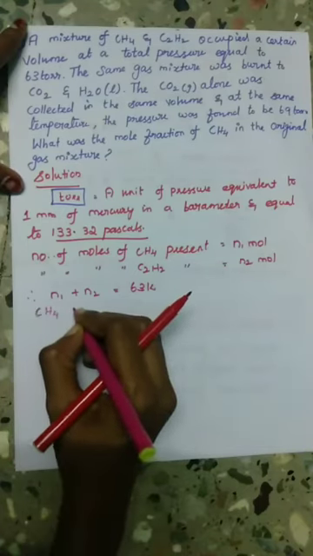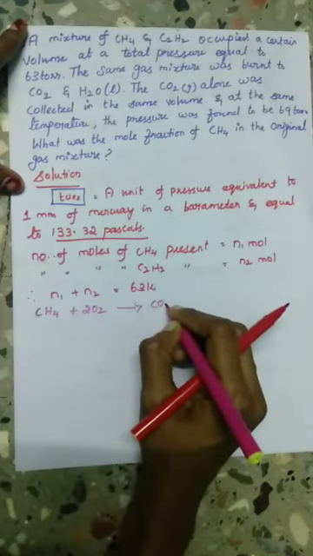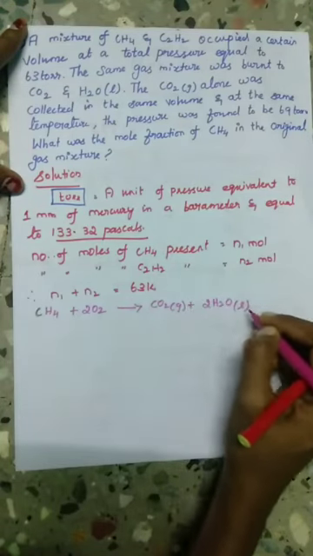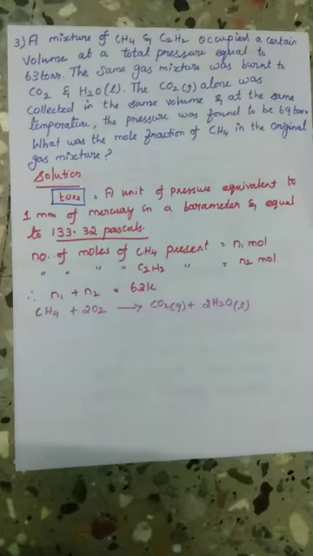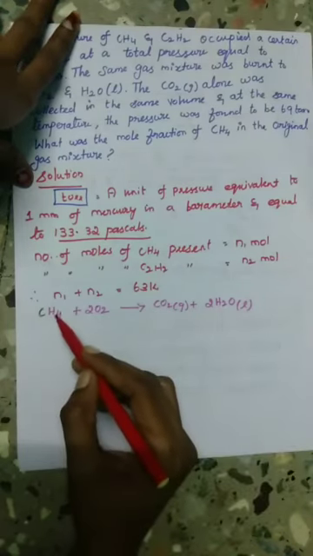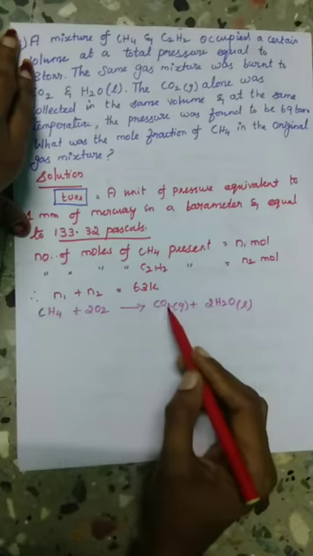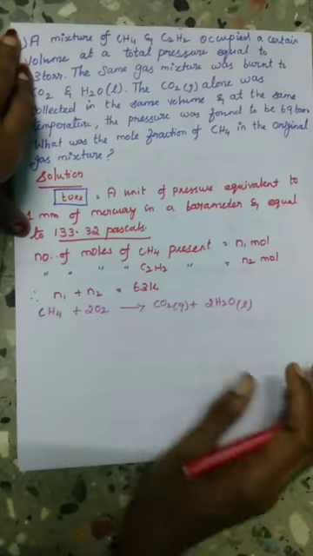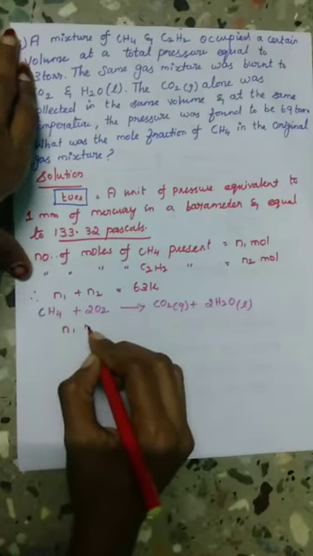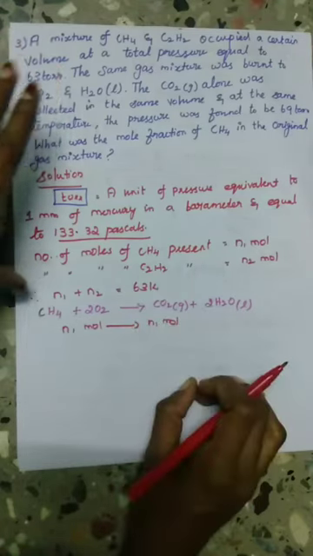So the equation is CH4 plus 2O2 gives CO2 in gaseous state plus 2H2O, we know that is liquid state. So now we will see if the equation is balanced. Hydrogen 4 and 4, balanced now. Carbon 1 only, and oxygen 4 and 4. So the equation is balanced now. So next one is N1 mole gives N1 mole only. This is for N1 mole.